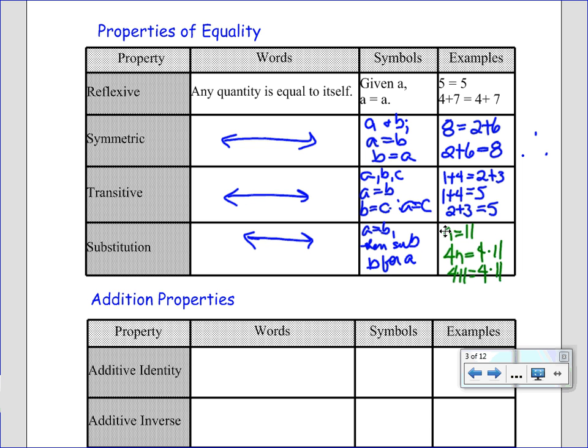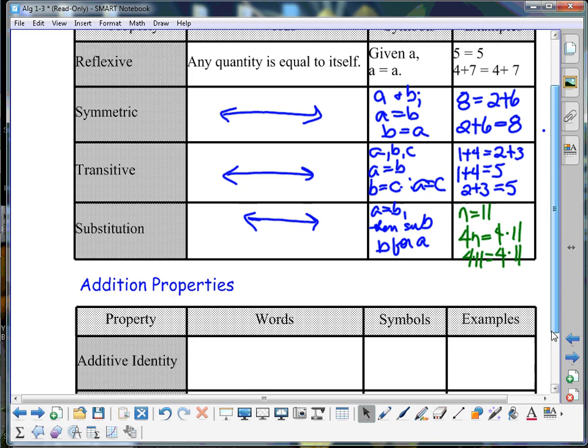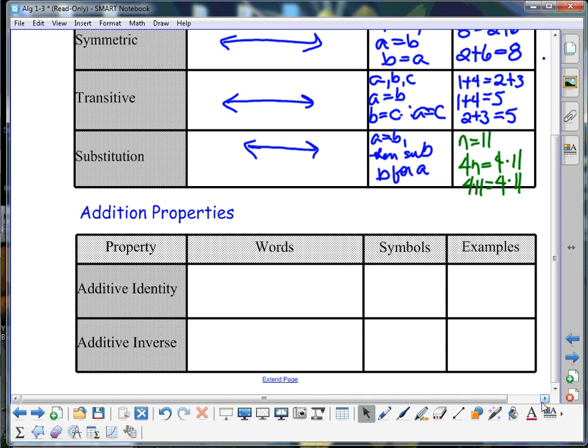All right, let's see if I can extend my page a little bit here. Bear with me just a second. And we can get down to these addition properties. Okay, these are addition properties.